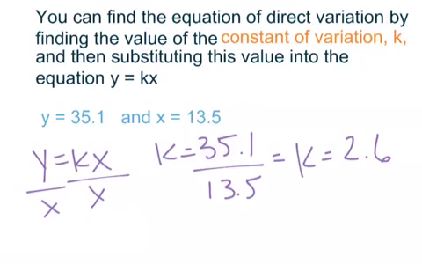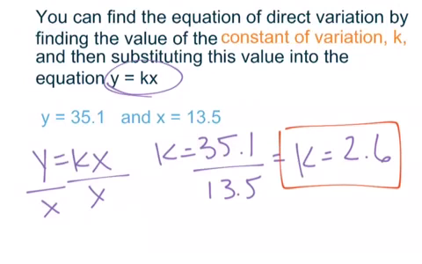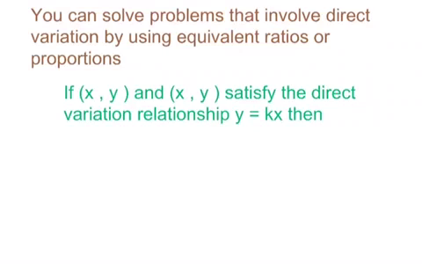So you're going to write it as Y equals, you're going to go back to your original equation. This told you right here that K equals 2.6, so you're just going to plug that in for K. So Y equals 2.6x. That is your equation of direct variation. So it's going to go up by about 2.6 each time between each coordinate.